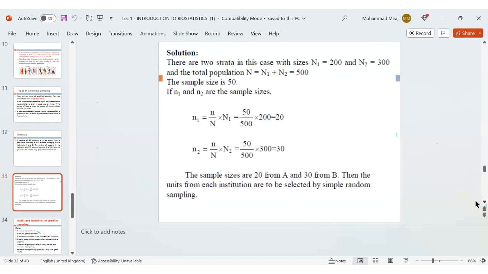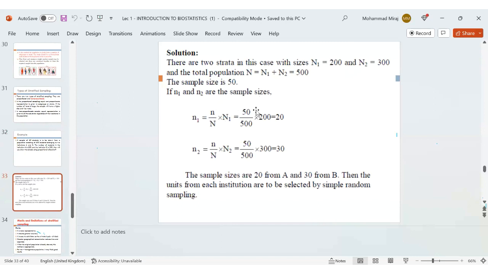So how much is the sample? Sample size is 500. Class 1 has 200, class 2 has 300. So how do we draw it? n divided by capital N multiplied by capital N1.